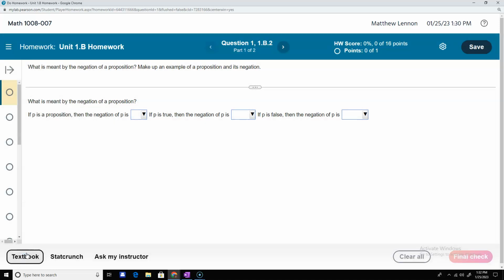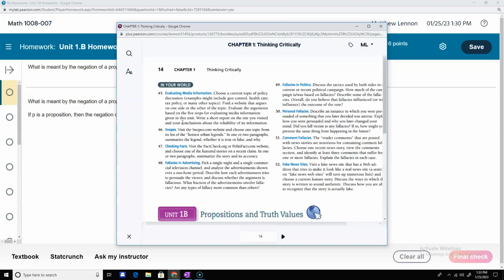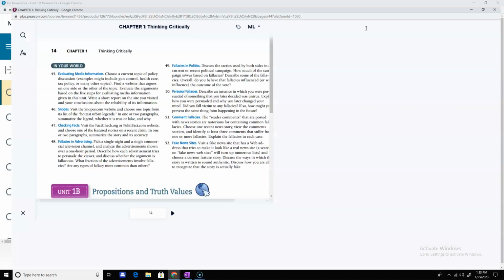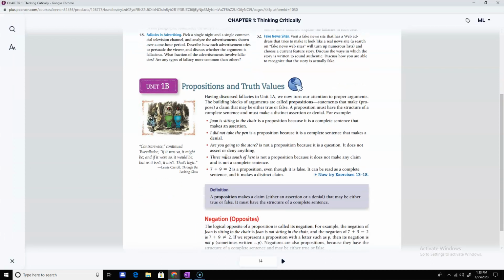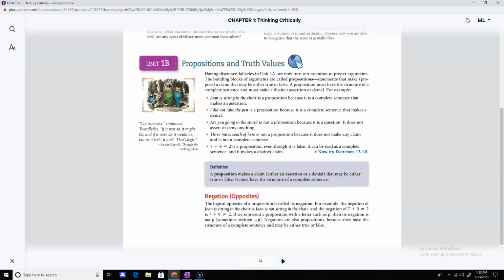So you can navigate to the textbook just using this bar, and if we want to find negation, we can go ahead and do that, which we already talked about in the lecture, but I just want to show you how to find these types of things. It's going to be in Unit 1B, and we just want to look for, we see right there, negation. The logical opposite of a proposition is called its negation.